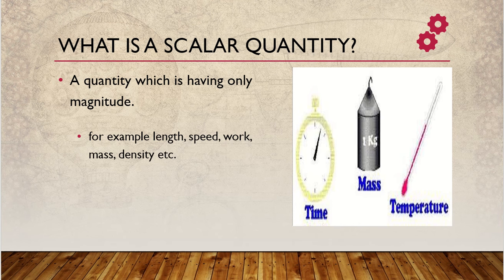Also, the temperature is showing 20 degrees Celsius or something else. Hence, 20 is the number. 20 is the magnitude. Hence, temperature is also an example for scalar quantity. So, students, a quantity which is having only magnitude is called a scalar quantity. The examples for scalar quantity are length, speed, work, mass, density, etc. So these are the examples for scalar quantity.